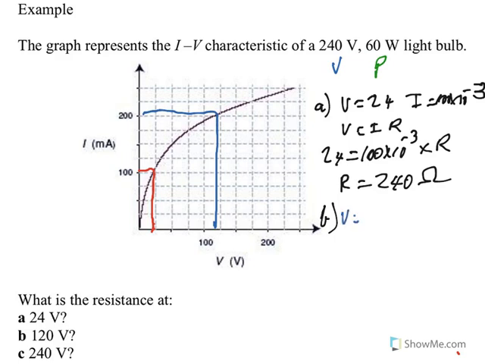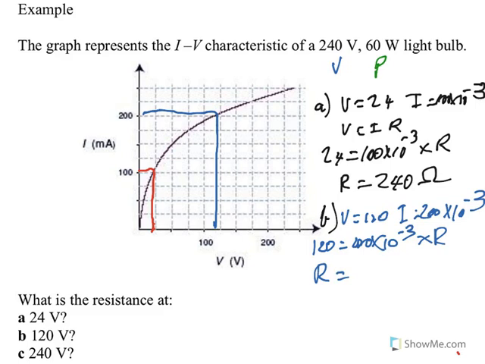So when V equals 120, the current equals 200, 10 to the minus 3. And so 120 equals 200 by 10 to the minus 3 times the resistance, and then when we divide both sides by 200 by 10 to the minus 3, we'll get 600 ohms. Alright, so as I said before, as you put current through it, it heats up, and so now the resistance changes. So it's now got a higher resistance.